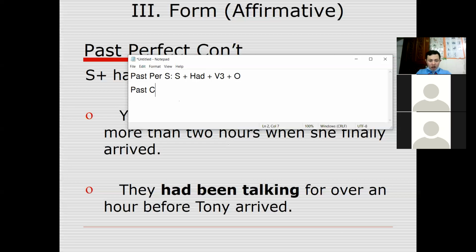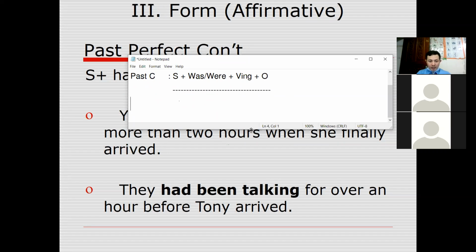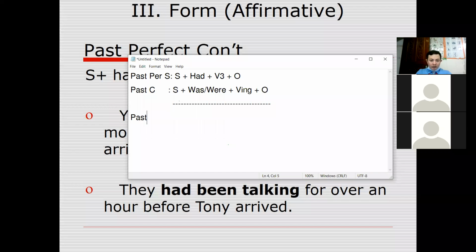Past continuous: subject plus was or were plus verb ing plus object. Okay, so when we combine these two together, let's see. When we combine it together, it becomes what? When we combine these two together, past is still past, perfect is still perfect, and then continuous here, add one more, it becomes past perfect continuous.